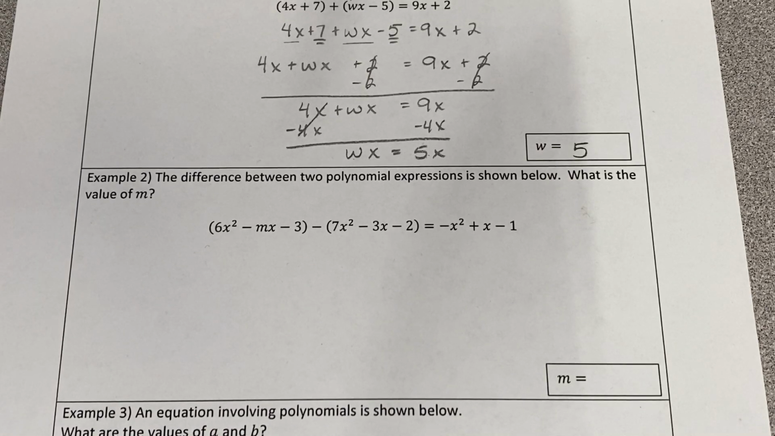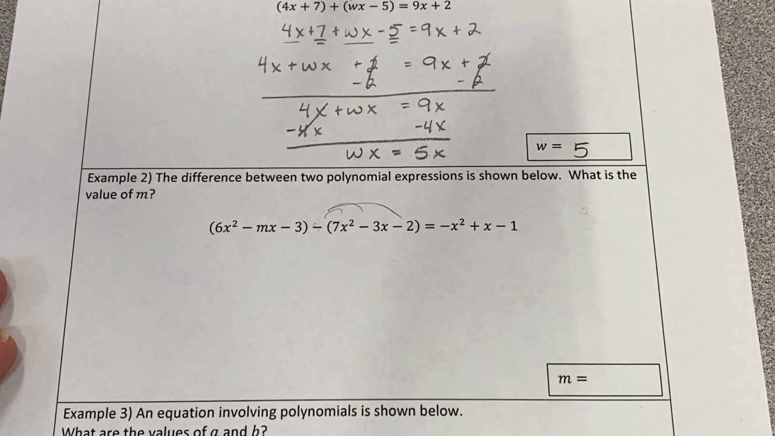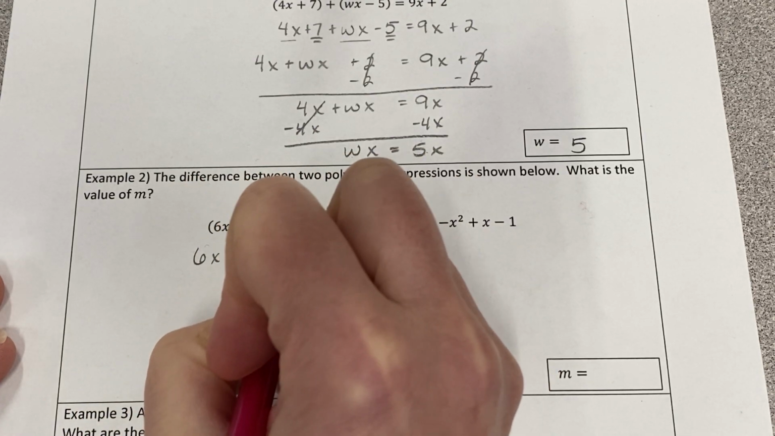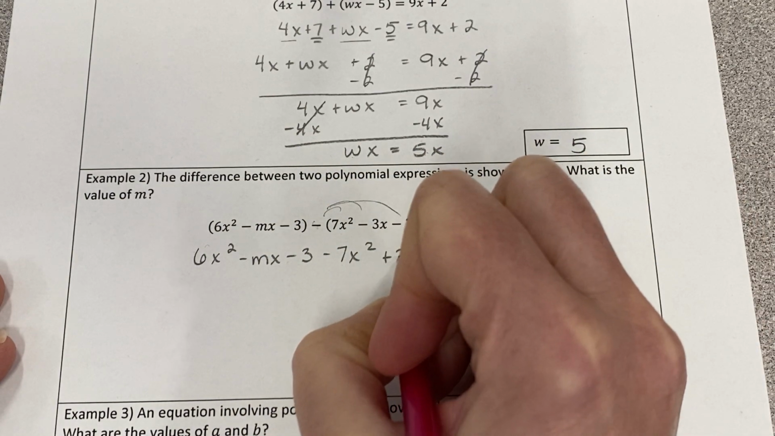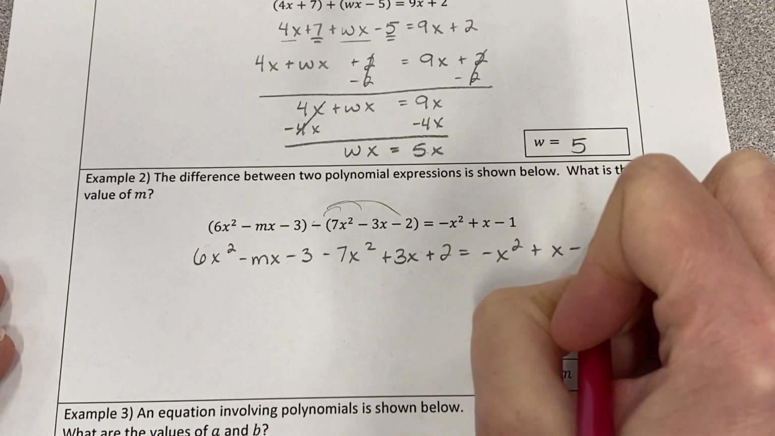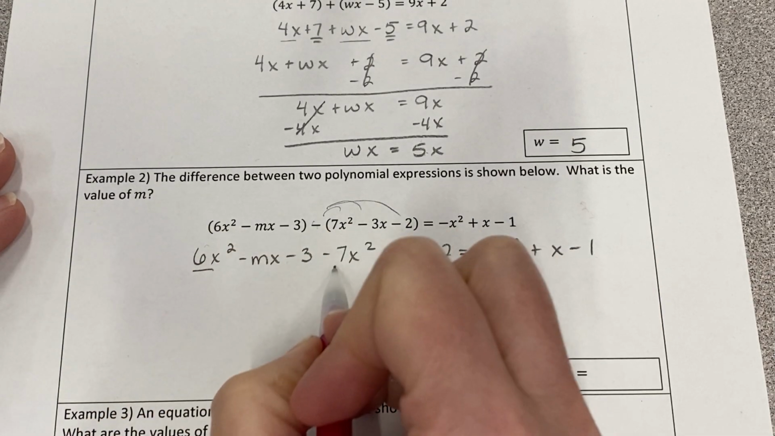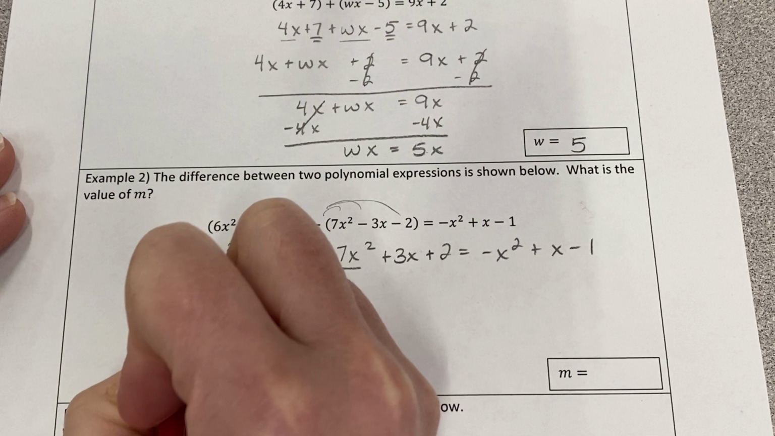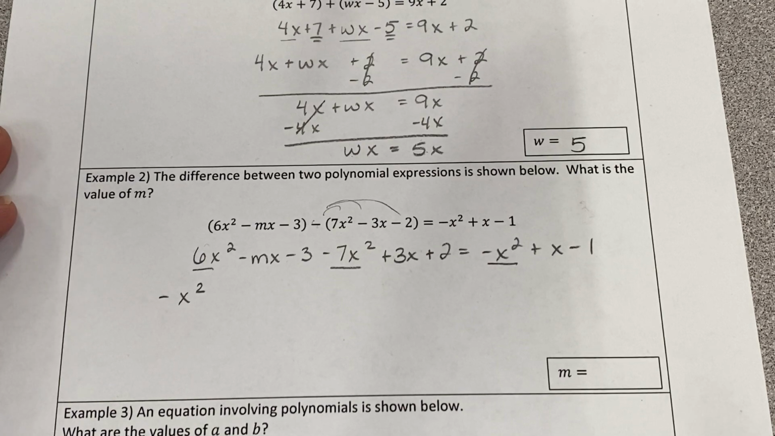All right, example 2. First thing I'm going to do is rewrite this after I distribute a -1 here. So 6x squared minus mx minus 3 minus 7x squared plus 3x plus 2 equals the right-hand side. Okay, my x squareds. 6x squared minus 7x squared is -1x squared, which is perfect because that's what I have on this side. So it's all working out so far.